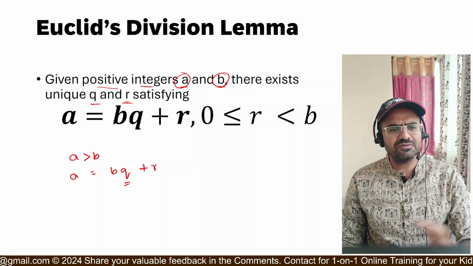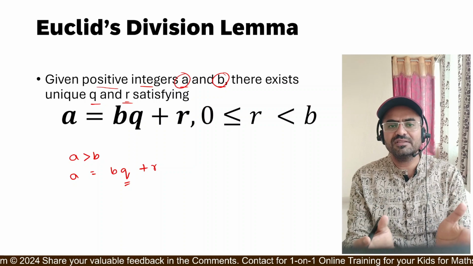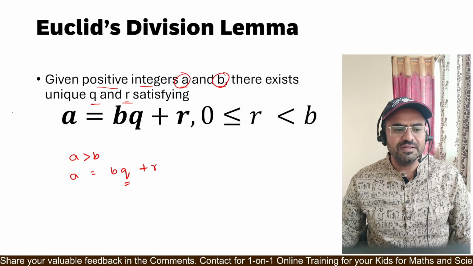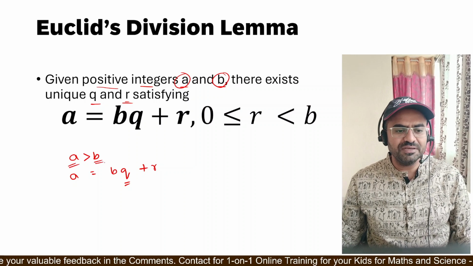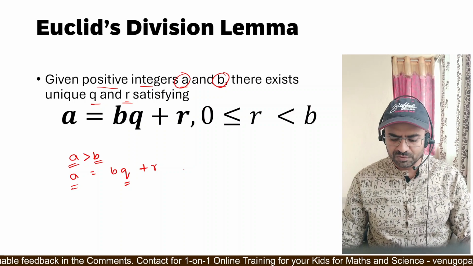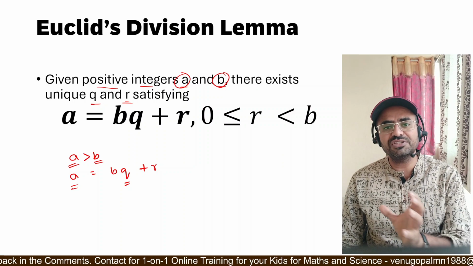Very simple, you can even memorize it. However, understanding is very important. What it is saying is, there are two positive numbers, where a is greater than b. Now we can write a in the form of bq + r, as simple as that. Now, what is the importance of this Euclid's division lemma?